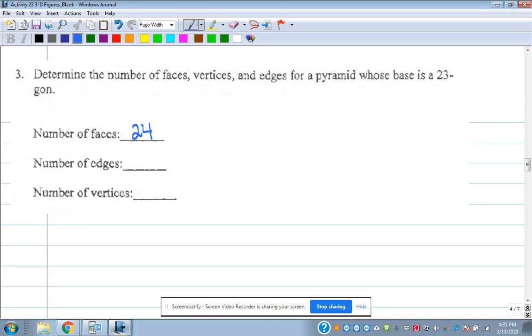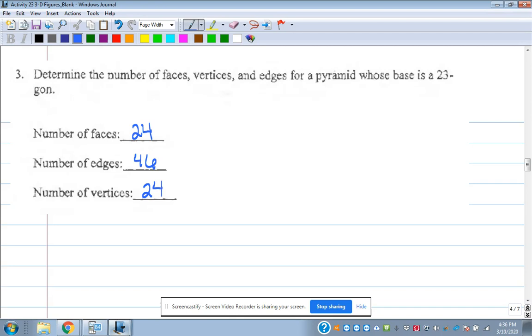So number of edges. Because you got 23 around the bottom, and then there's 23 of the edges of that, so 46. Vertices. 24, because you got one corner at each of the sides, and then the one up the tippy top of the TP there. It makes that happen.